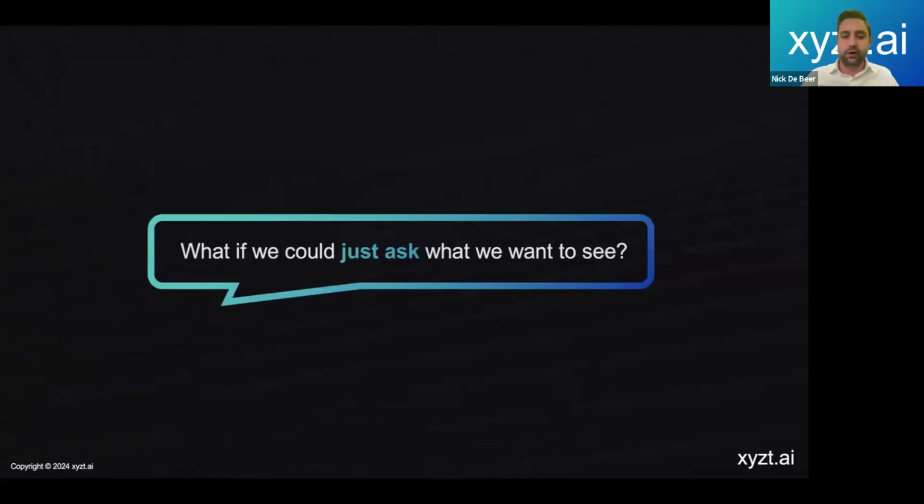So what if we could just ask our question and ask what we want to see? So imagine I go back to my example where I want to see the traffic leaving the A45 at exit 14 and then going towards exit 13.